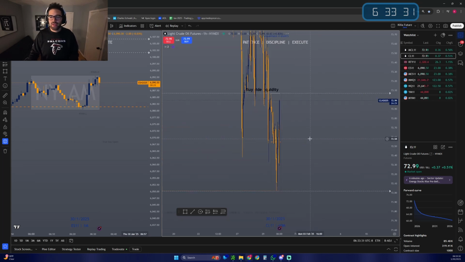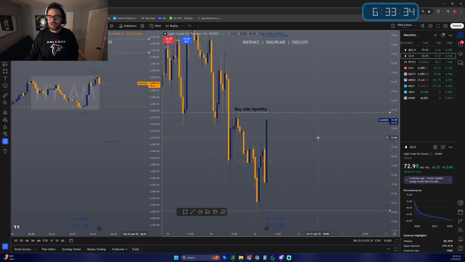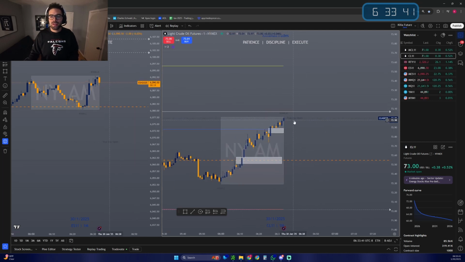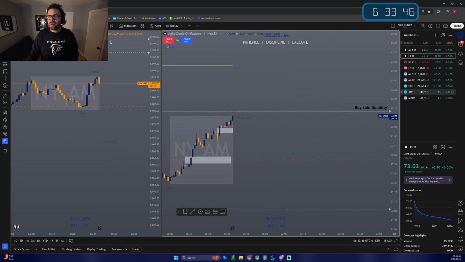Also on the hourly, I have a major pivot up here, buy side liquidity marked on the calendar with alert set. So if we get up here and create a decent setup, then I'll be looking to take that. So this is my analysis on CL, key levels.